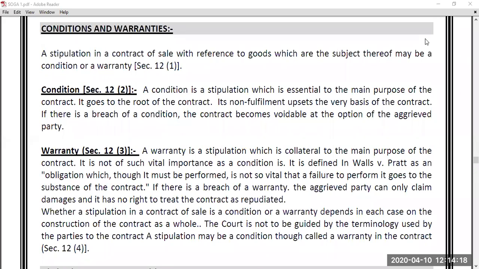Another example, say for example, if we go to purchase mangoes in this season, and the seller says that this is pure Ratnagiri Alfonso mango.